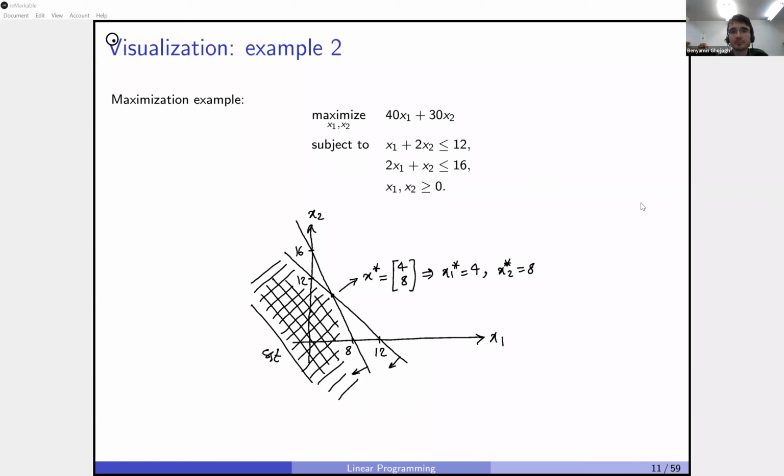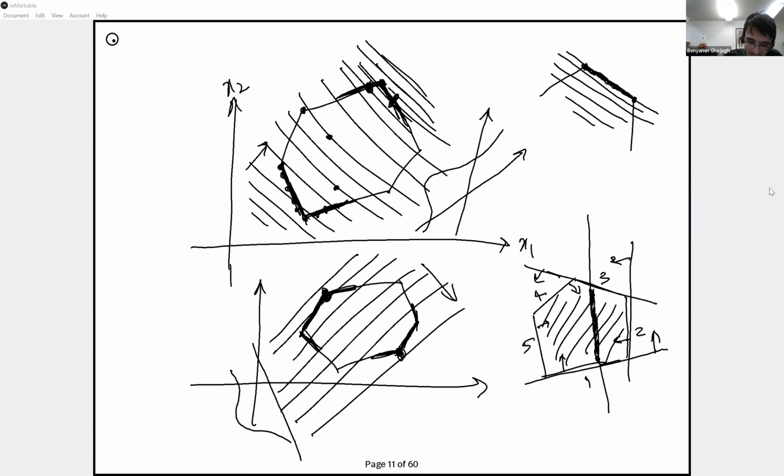So now here we have this. So another example for visualization. How can I bring it up? Okay. Another example is this maximization. Now, the previous one was minimization. Now this is a maximization problem.